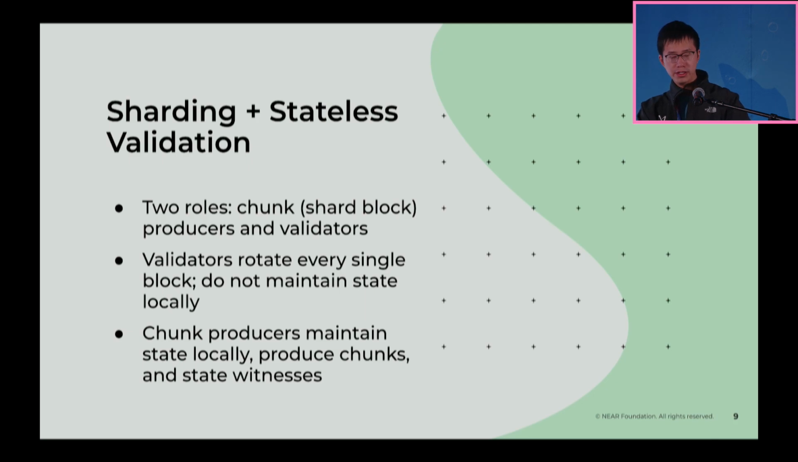So the idea is that we can combine those 2 different approaches together and produce an elegant design that would solve the scaling problem for L1 blockchains. So roughly the idea is as follows. We still have 2 roles in the network. There are the chunk producers, so that means the shard block producers, and the validators. The chunk producers would be responsible for producing chunks or shard blocks for each shard, and also the state witness associated with those chunks.